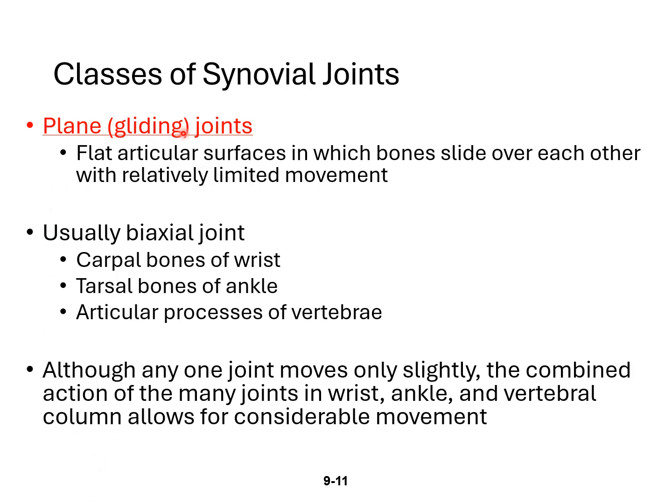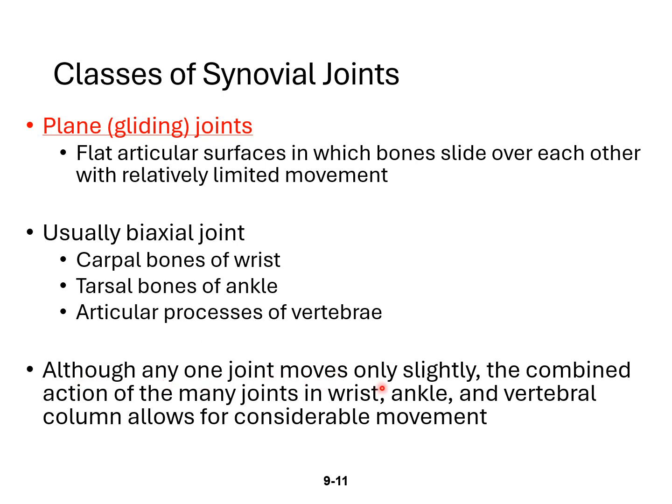Plane or gliding, they glide past each other. So it's a flat surface on one to a flat surface on another. They don't have a lot of movement because they can only move up or down. They can't slide past each other. Usually biaxial, so your wrist, you can kind of move your wrist on your own. You can also feel the tarsal bones of the ankle. They move a little bit. They're just sliding above and across. They only move in very small directions. You also have the processes of the vertebrae where the ribs go in, and they just kind of slide past them.